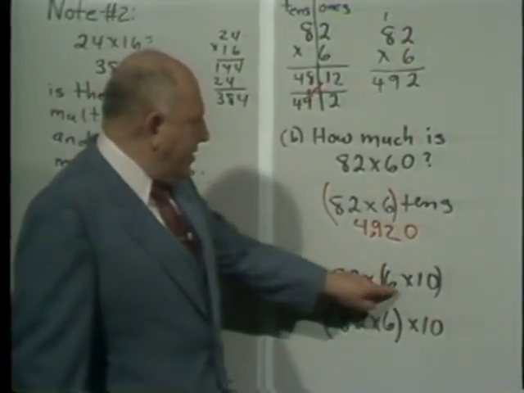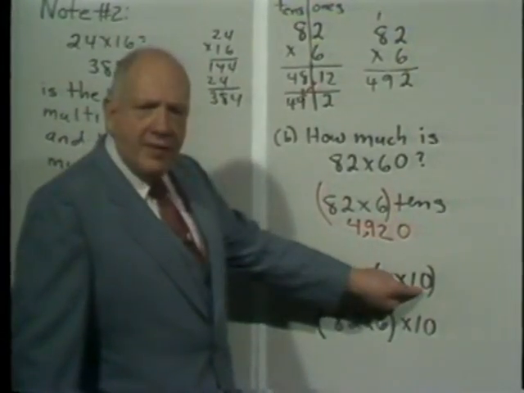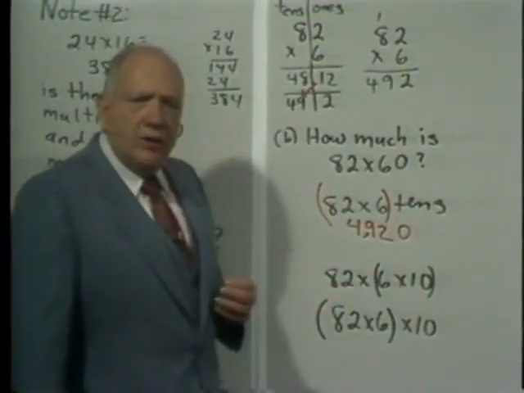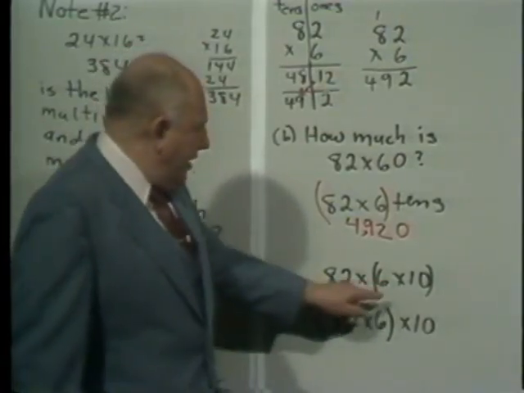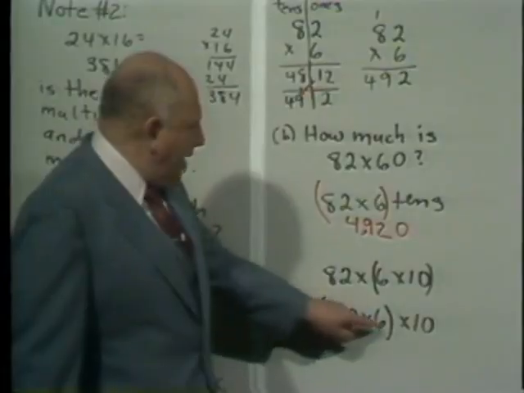Now, if you want to see this in a nonverbal form, just by using the properties of multiplication, notice that another way of writing 60 is as 6 times 10. And then, since multiplication has the associative property, we can reread this as if it was what? 82 times 6.